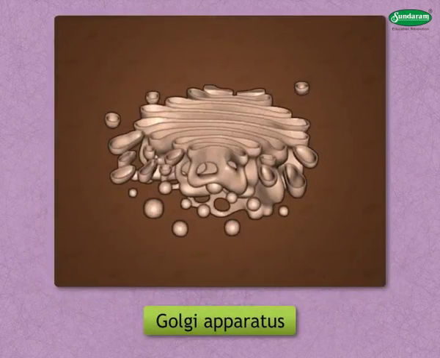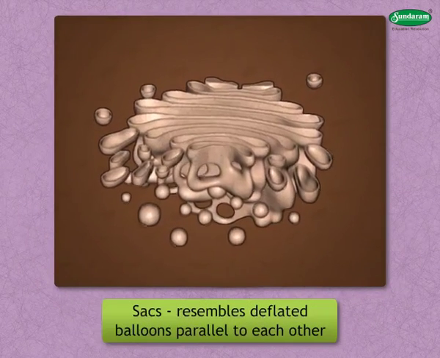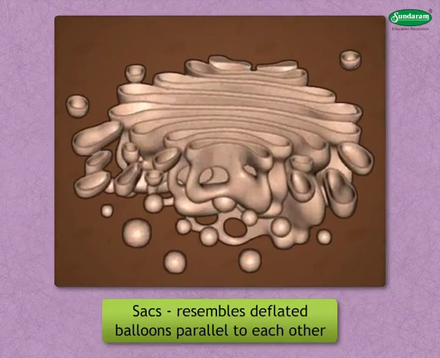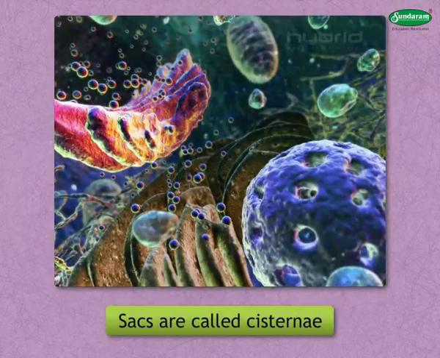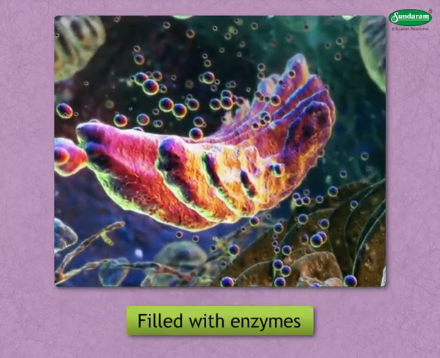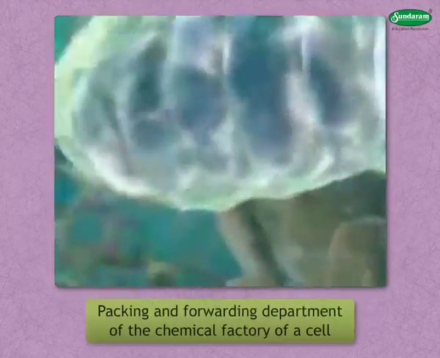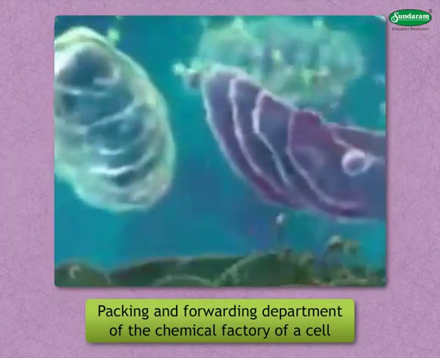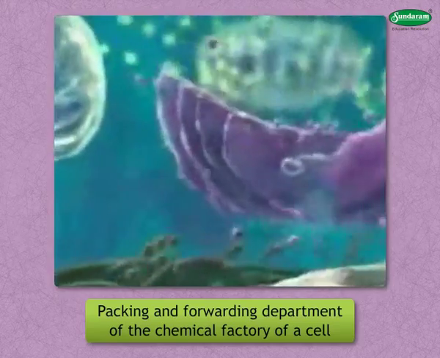The Golgi apparatus comprises 5 to 8 or even more sacs which resemble deflated balloons placed approximately parallel to each other. These sacs are called cisternae and they are filled with different enzymes. It is considered as the packing and forwarding department of the chemical factory of a cell.